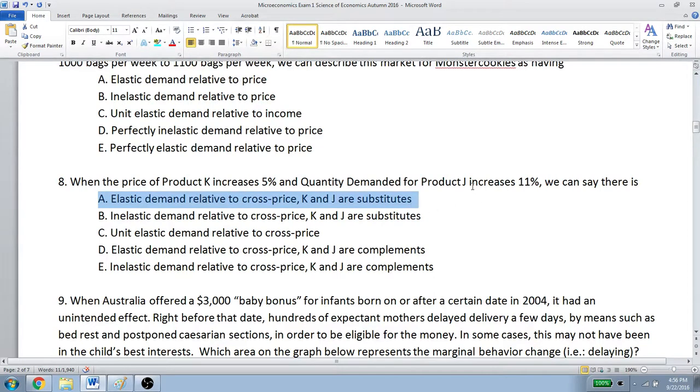If that word right there, increases 11%, was changed to decreases, then that would mean that product K increasing by 5% hurt product J, and that would mean that K and J were complements. And that's the other part of that equation, if you will. If these two values are different, then they're complements. If they're both the same, then they are substitutes.